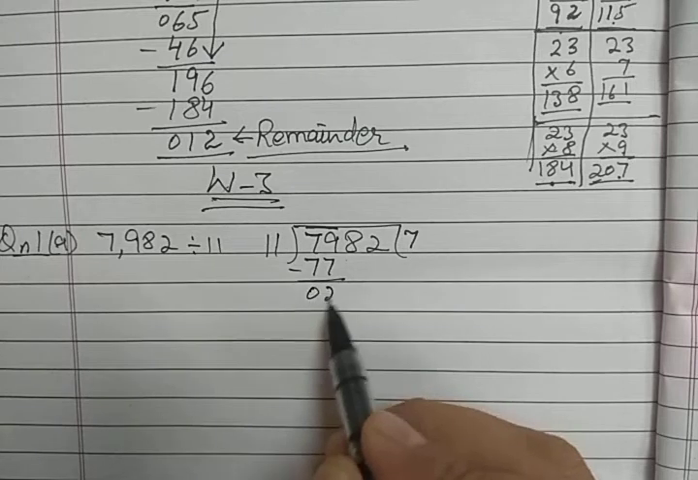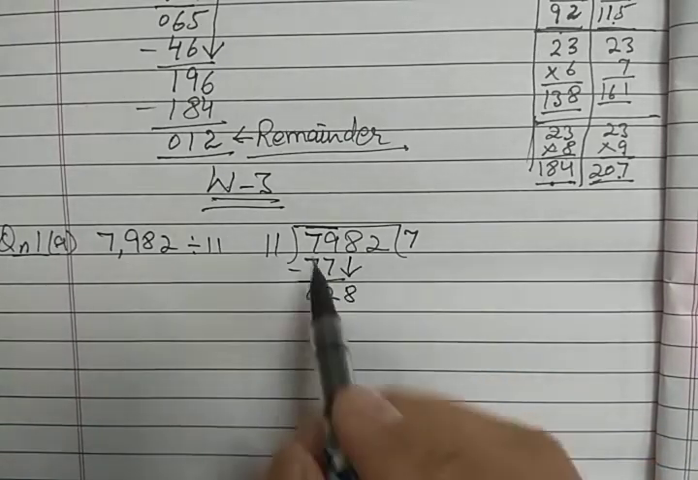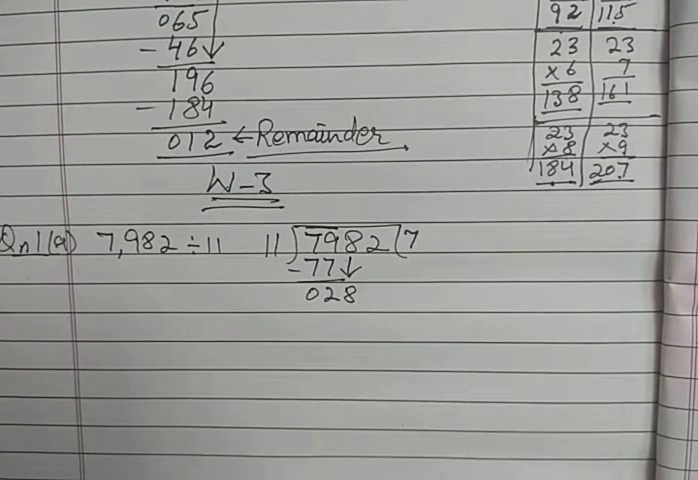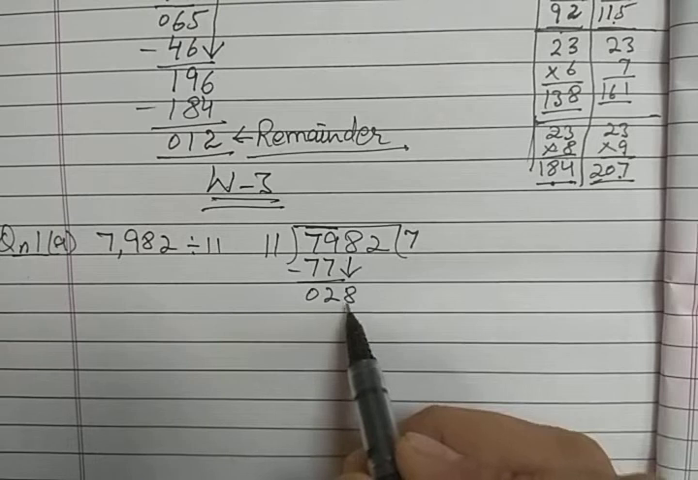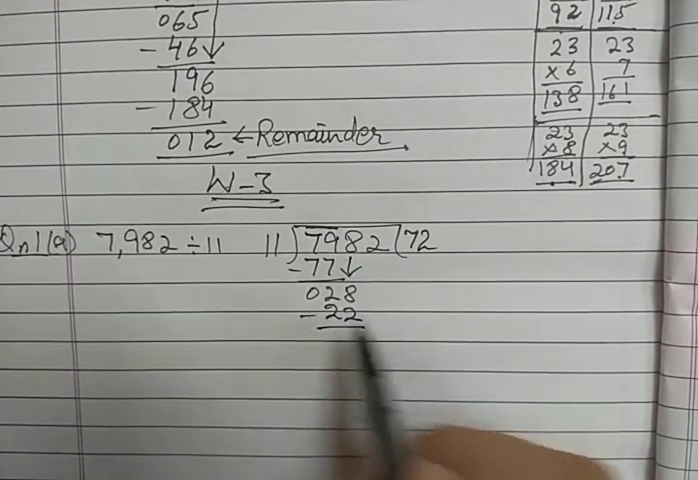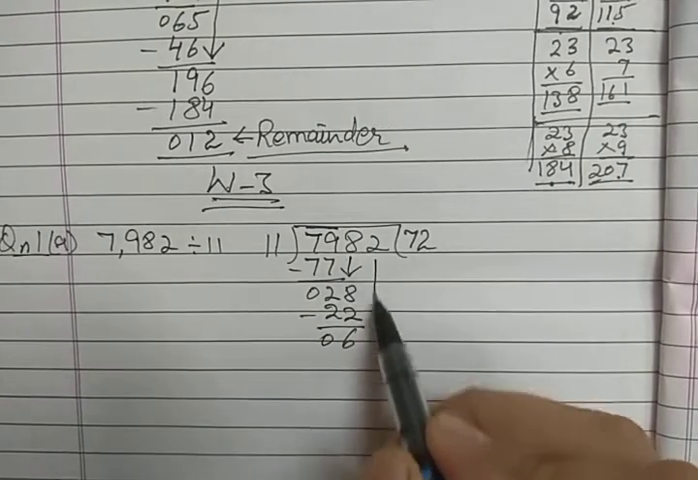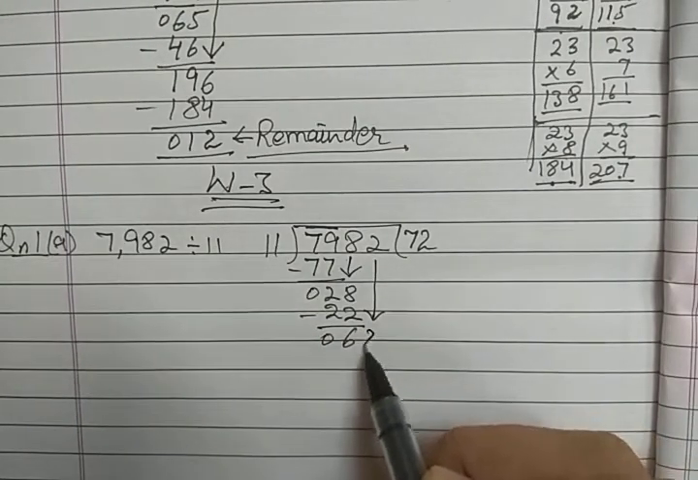So subtract it. Here 2 is left. What will come down is 8. Now recite the table of 11 till 28. 11 twos are 22, 11 threes are 33. So 11 twos are 22. Subtract it. What is left is 6. What will come down is 2.